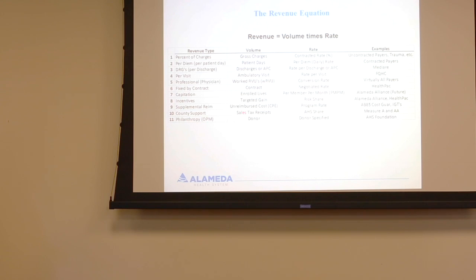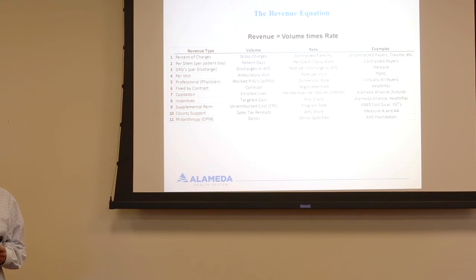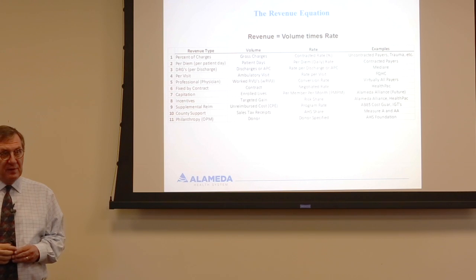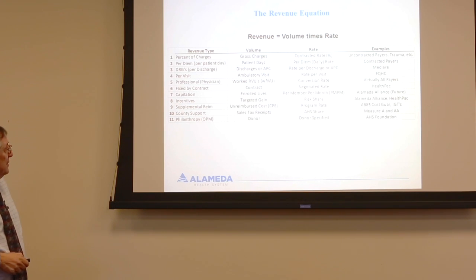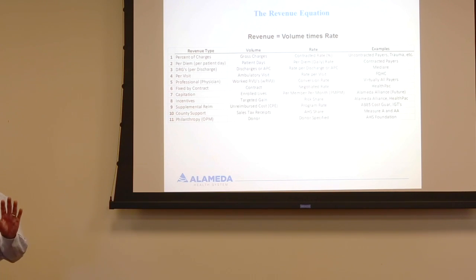And then finally, philanthropy. We are considered a tax-exempt organization, so if people give us money, they can deduct it on their tax return and get a tax benefit. So we can have that kind of money. So there's 11 different types of revenue that we get. All right, we'll come back to that.